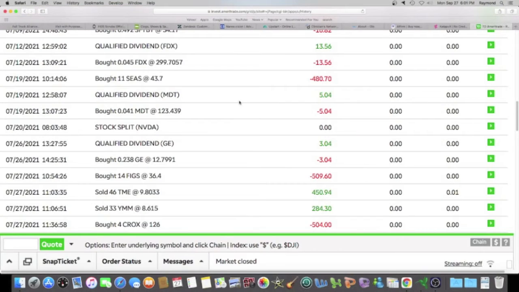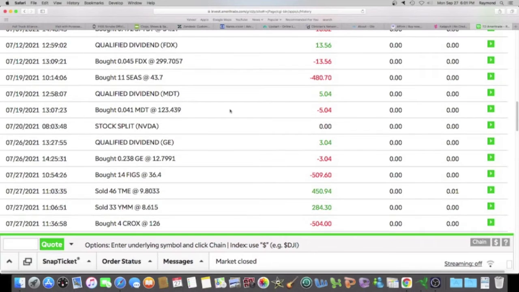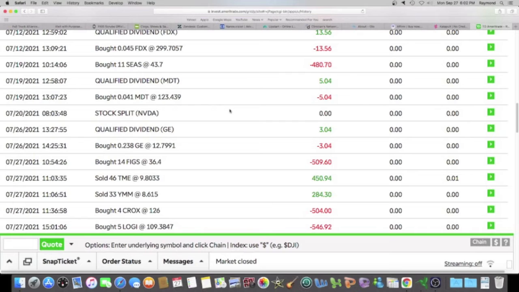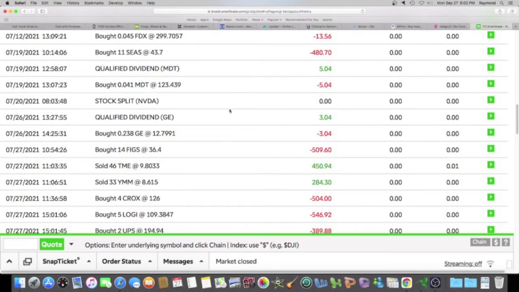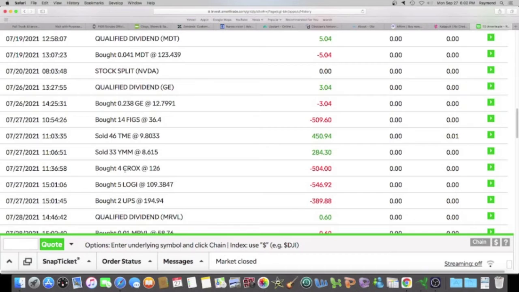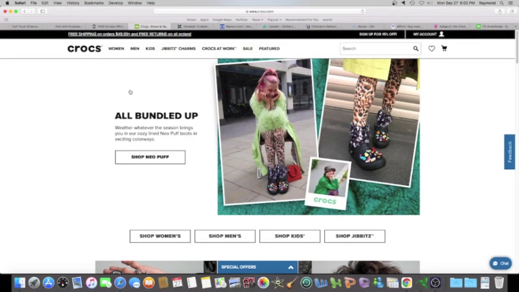The next stock that I bought, we're going to stay in the fashion realm, is stock ticker CROX, and this is CROX. And these are the ugliest shoes in the world. And the lesson that you want to learn from me buying this stock: just because you don't like something doesn't mean you shouldn't buy the stock.